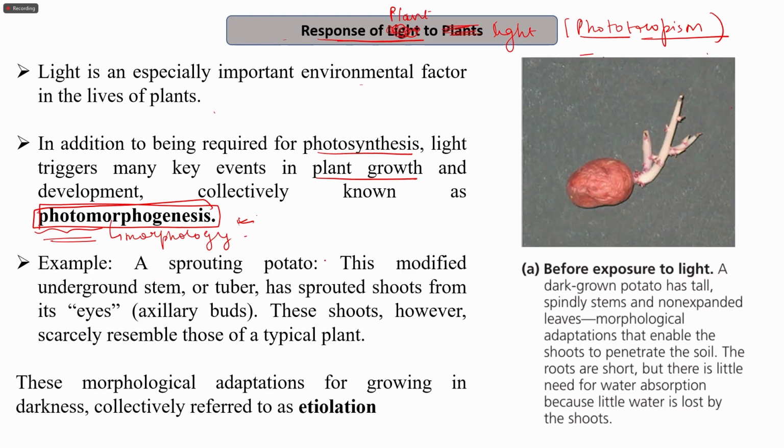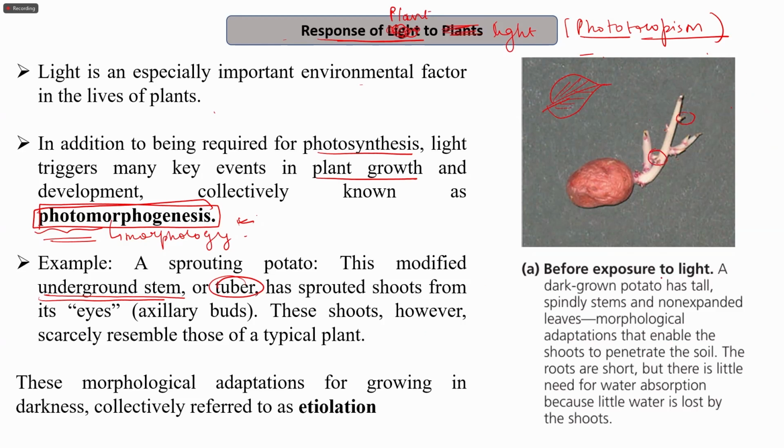The example includes a sprouting potato, which is a modified underground stem. Potatoes are modified underground stems known as tubers, right? It has sprouted shoots, as we can see in this figure. However, this shoot resembles a typical plant very little, because the leaves are not grown well. Unlike other stems where the leaves are expanded, here the leaves are not very expanded, they are not green, and they are not adapted for photosynthesis as such.